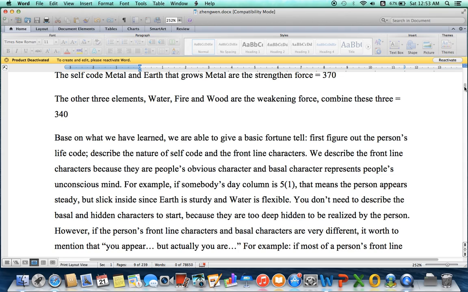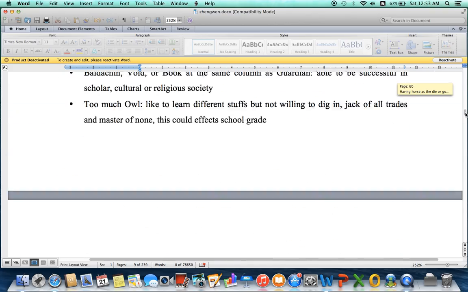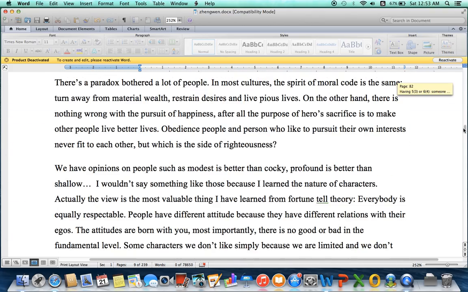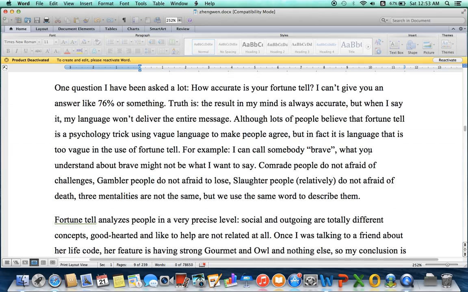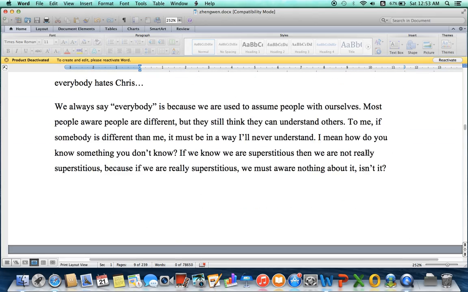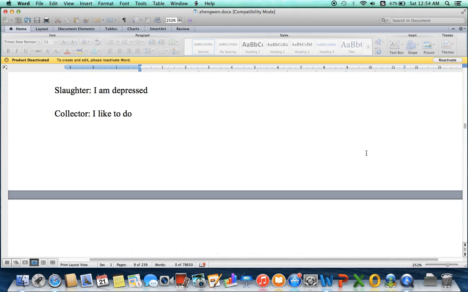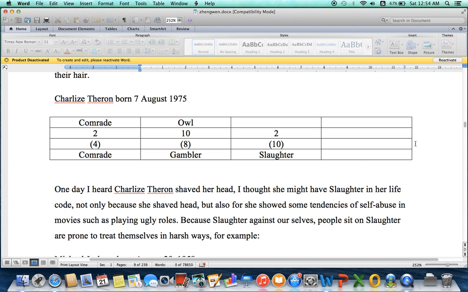Once you have a life goal, let's use one of the examples. Where can I find examples? For example, I just saw an example somewhere. Charlie's Throne. This is an example. How do we do the fortune telling?